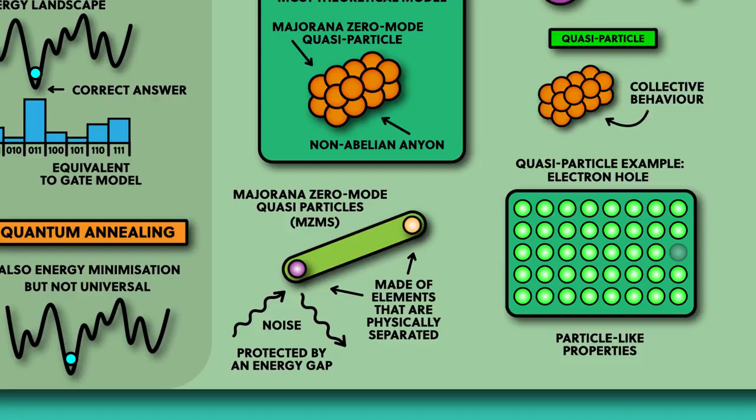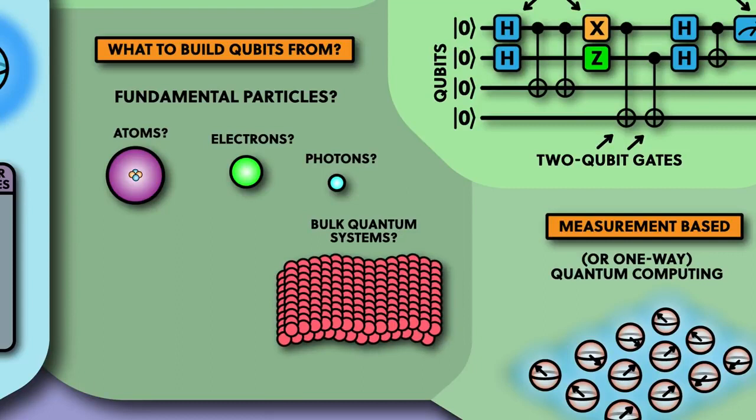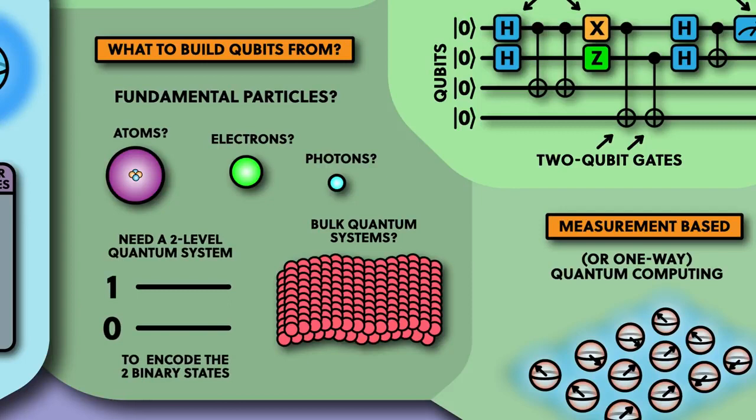Okay, so that rounds up the different models of quantum computation. But how do you actually build them? There are a huge range of different physical implementations of quantum computers because there's so many different quantum systems that you could potentially build them from. The requirements to build a qubit is actually fairly simple. All you need is a two-state quantum system where one state will represent 0 and the other will represent 1.